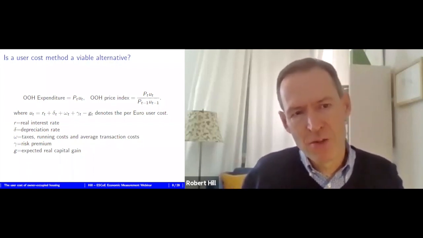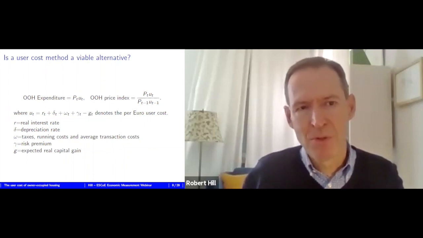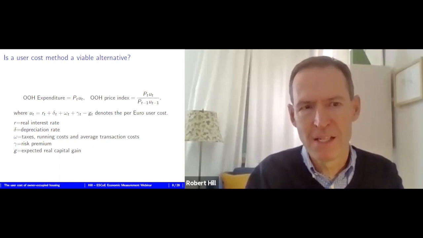We focus on the real interest rate and the real expected capital gain. You could do it in nominal terms instead, and the inflation would cancel out expected inflation. So there are different ways of writing this formula. But anyway, we have a fairly simple version of it. Now, the main problem here with the user cost approach is this capital gain term.